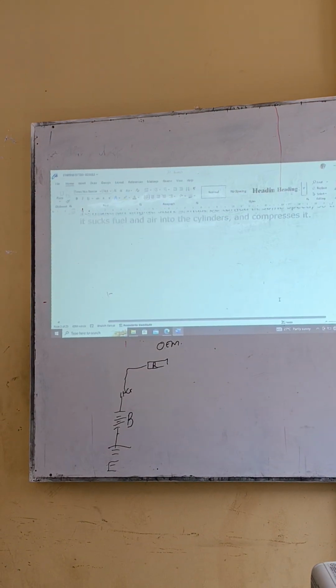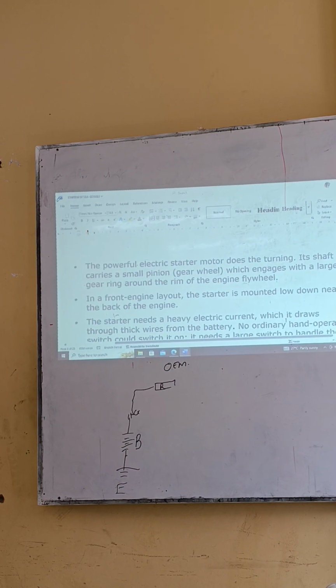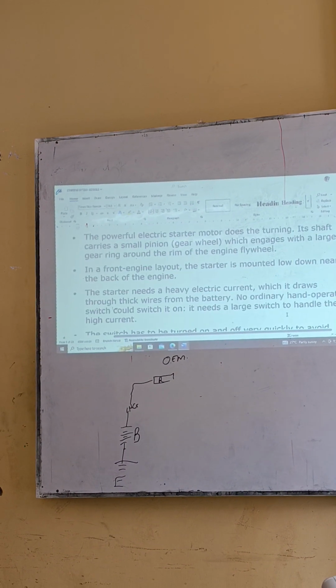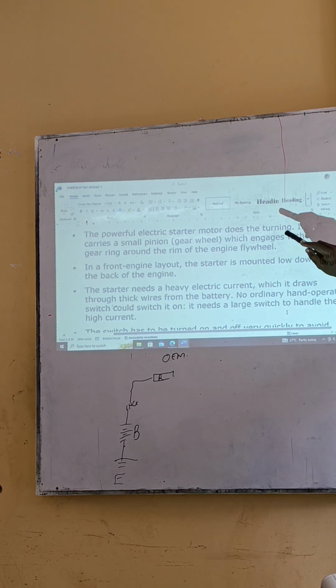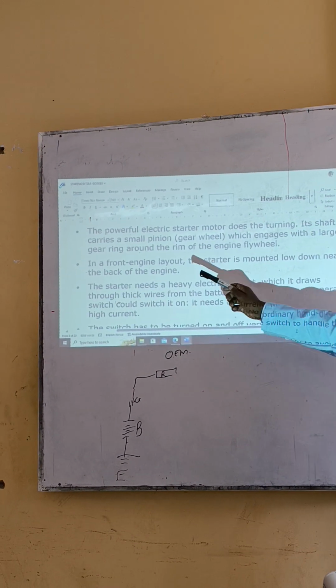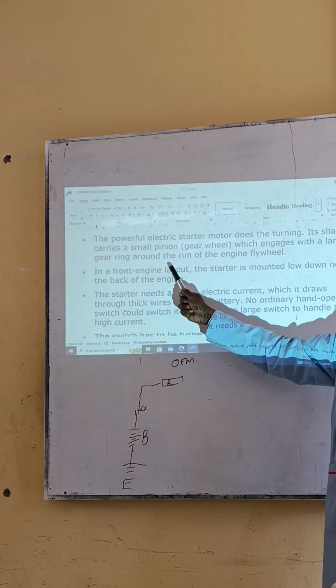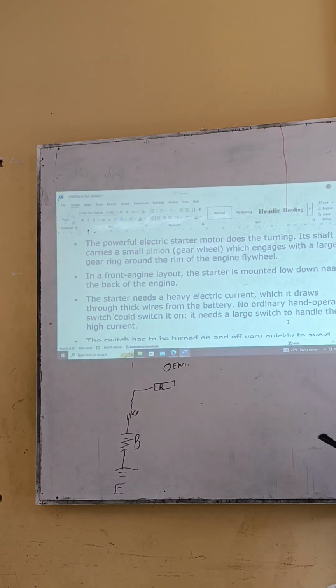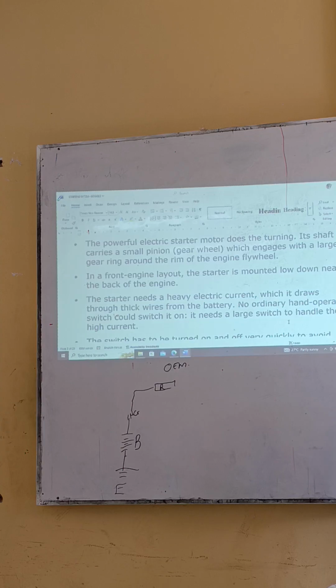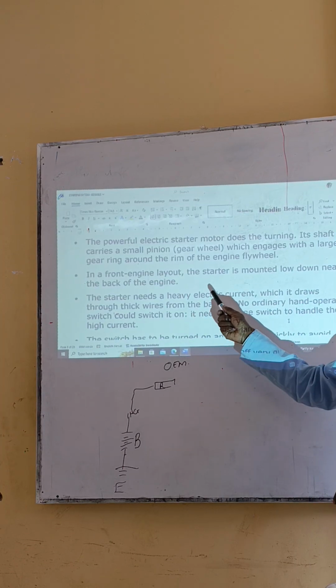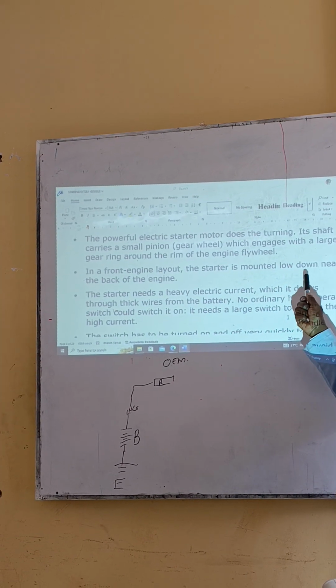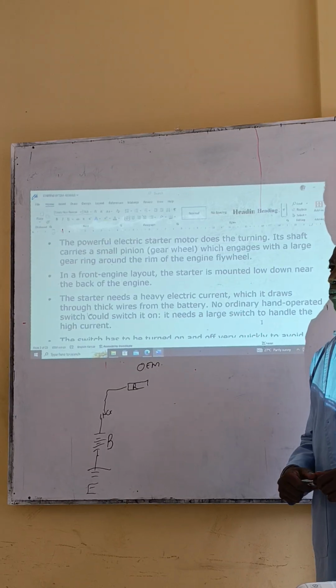Then, number two, you realize that a powerful electric motor does the turning. Its shaft carries a small pinion gear, as we have just said, which engages with a large gearing around the rim of the engine flywheel. Number three, in a front engine layout, the starter is mounted low down near the back of the engine.